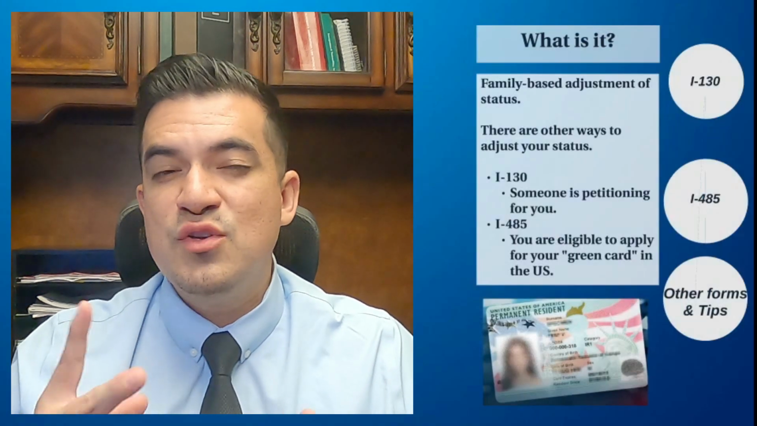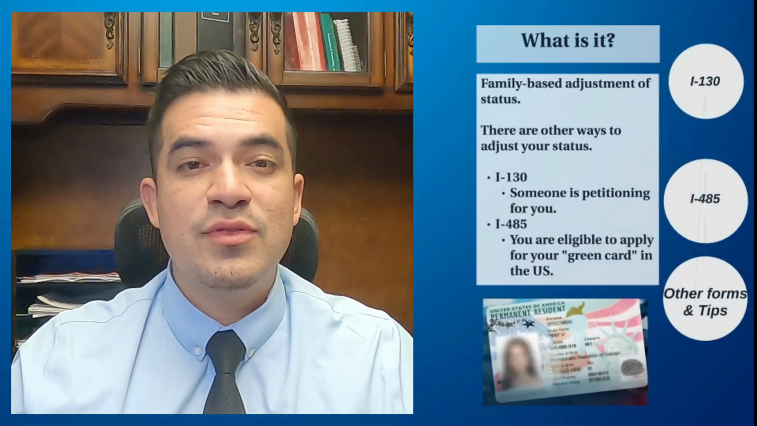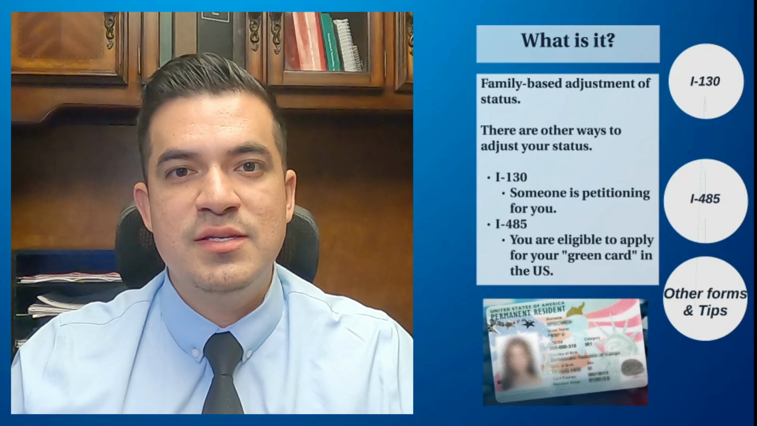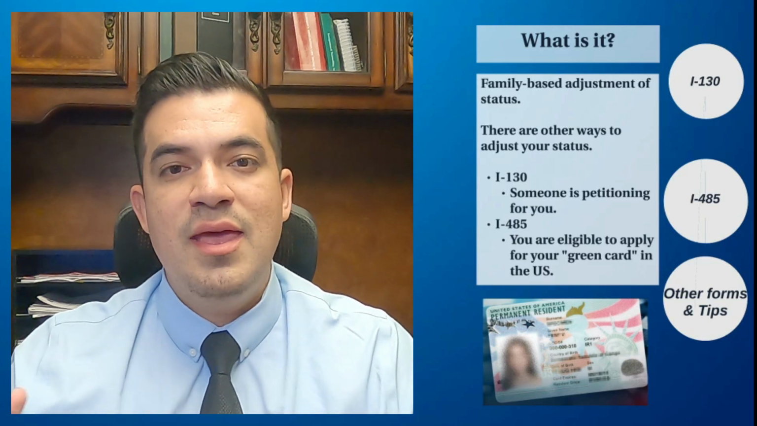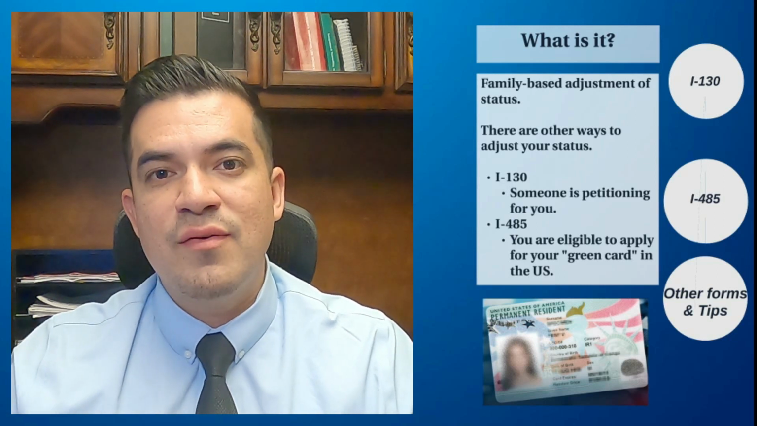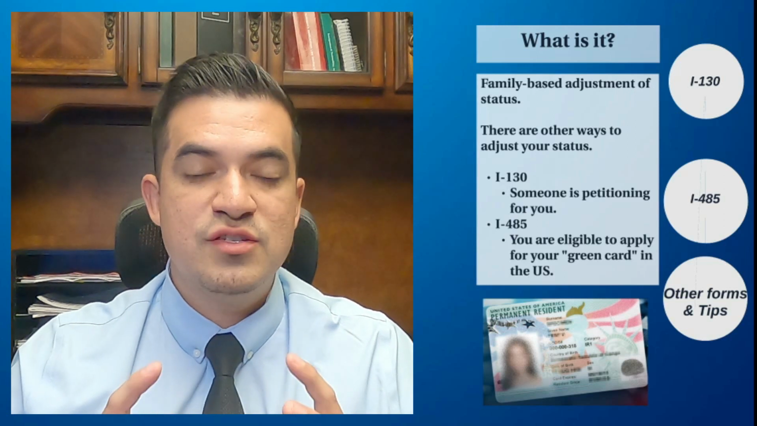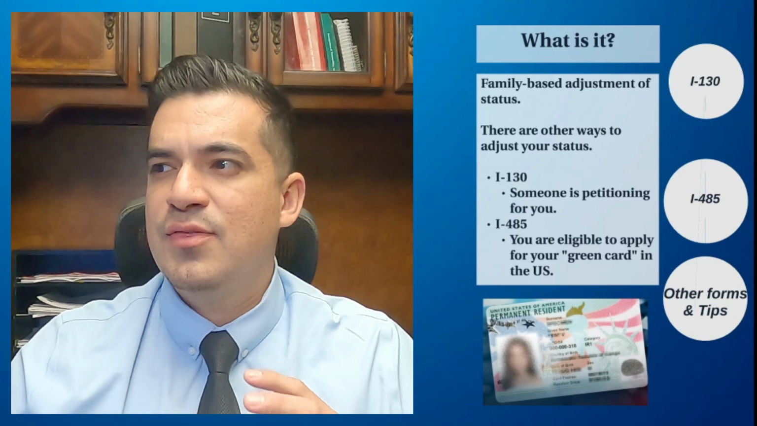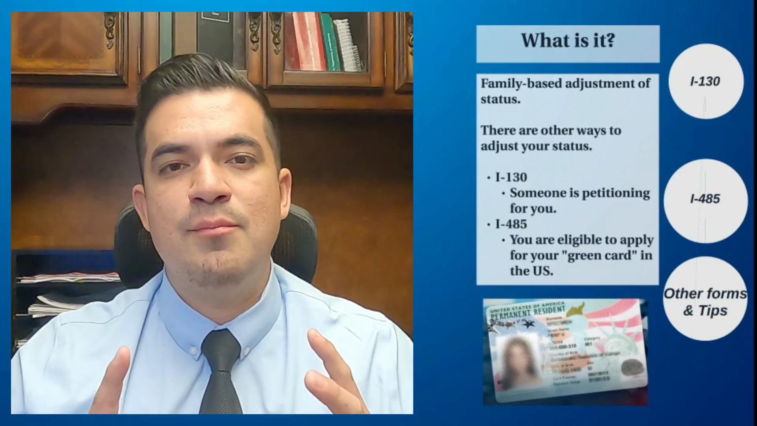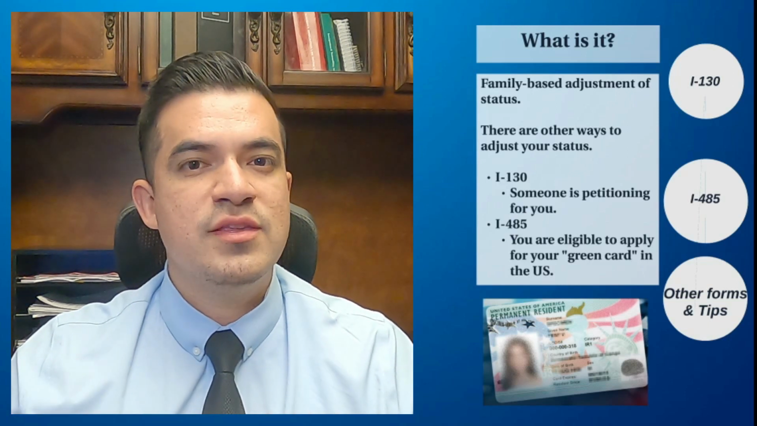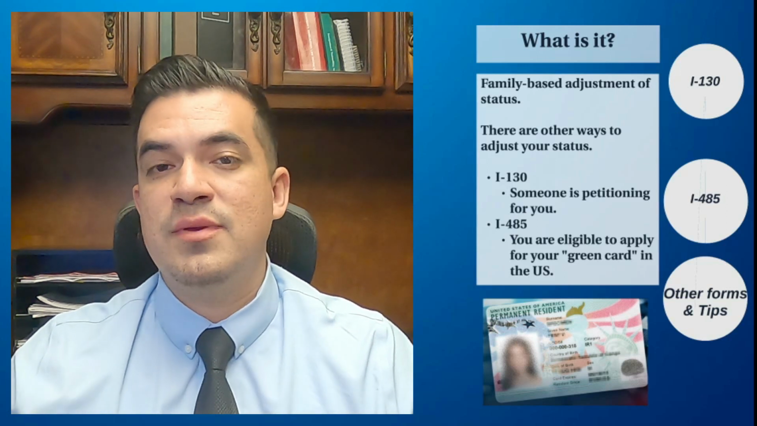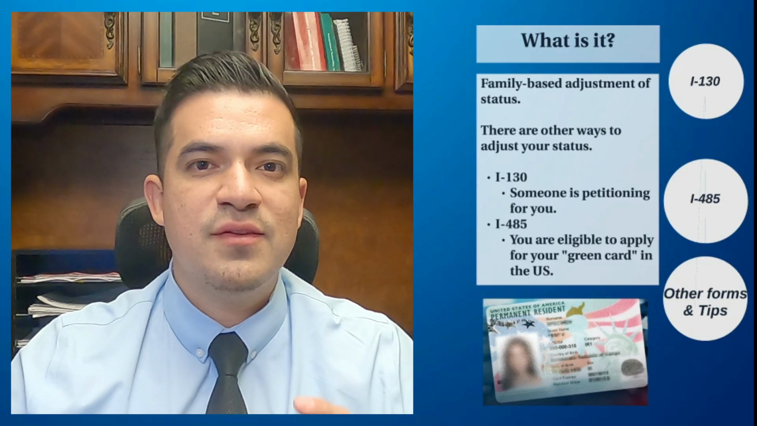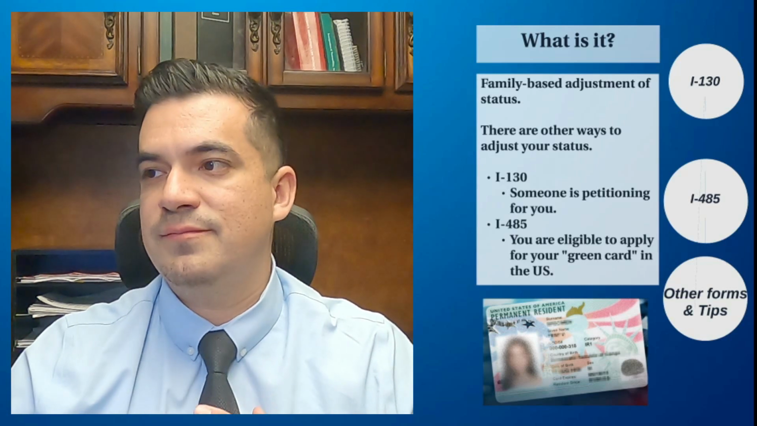Here, we need two main applications, the I-130 and the I-485. The I-130 is when a family member is petitioning for another family member, and the second application, the I-485, is the actual application for the adjustment of status to become a U.S. permanent resident. There are other ways that you can become a permanent resident, usually through asylum. It can also be through a U visa grant or employment-based, but in this video we'll be talking about the family-based petition portion of it.